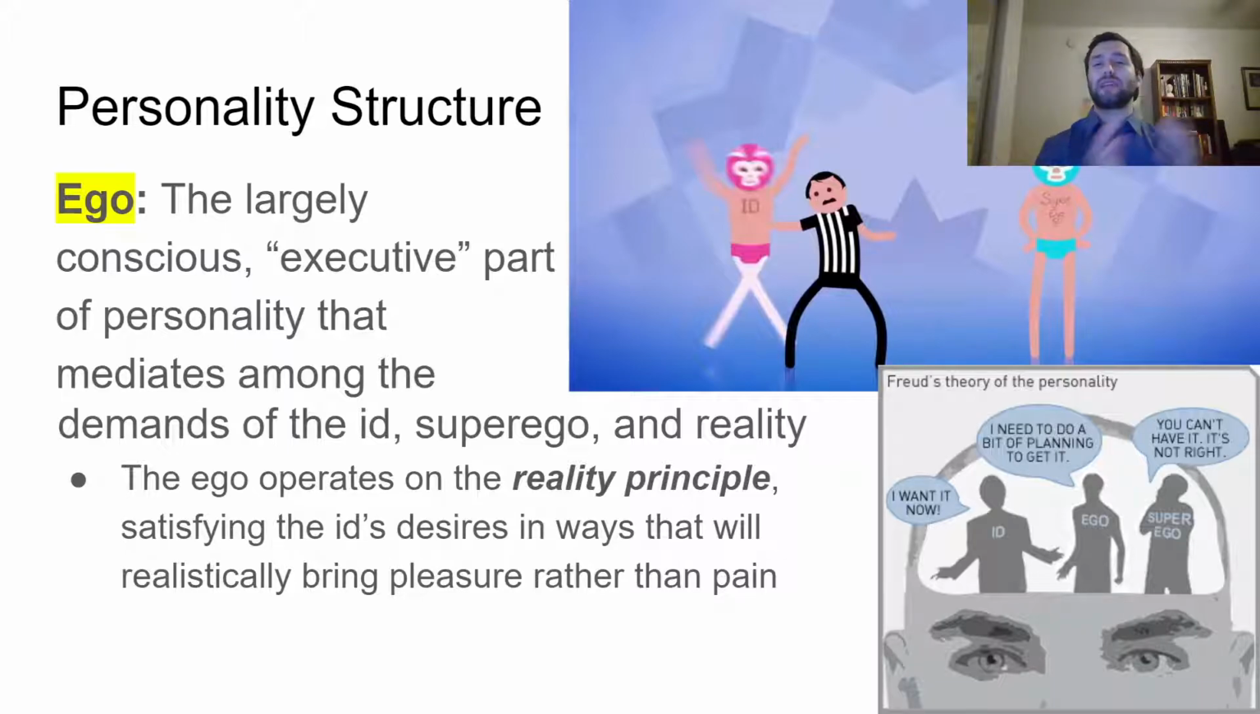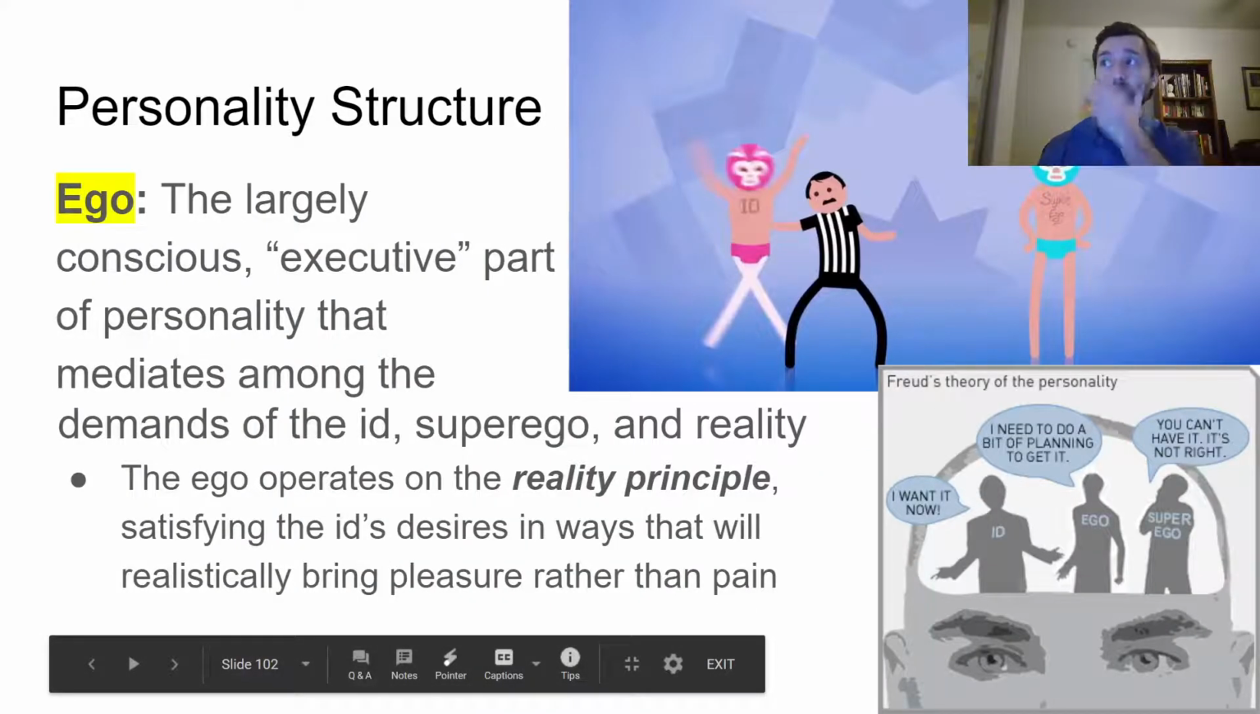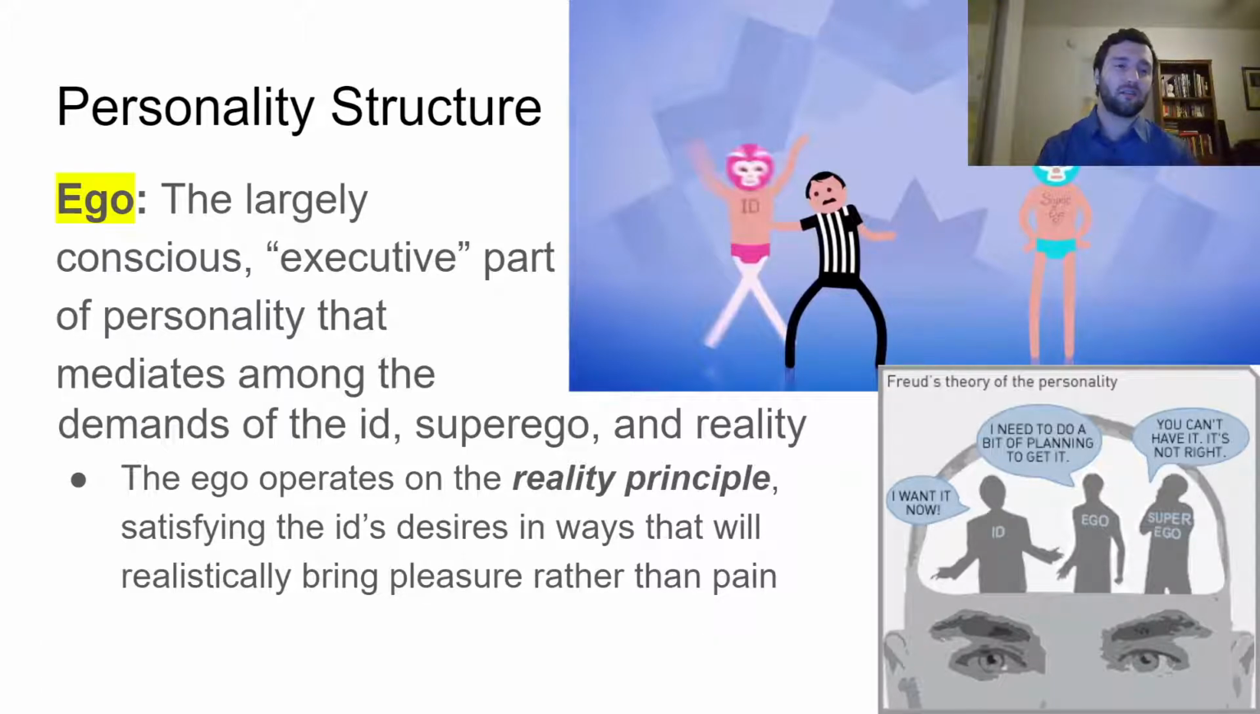So we want to satisfy the id's desires in a way that will bring pleasure, as opposed to pain, but also protect the superego. We don't want to do bad things. If we wanted to think about this in an example, we'll use this as a little bit of a thought experiment, just to understand what these parts are, right?